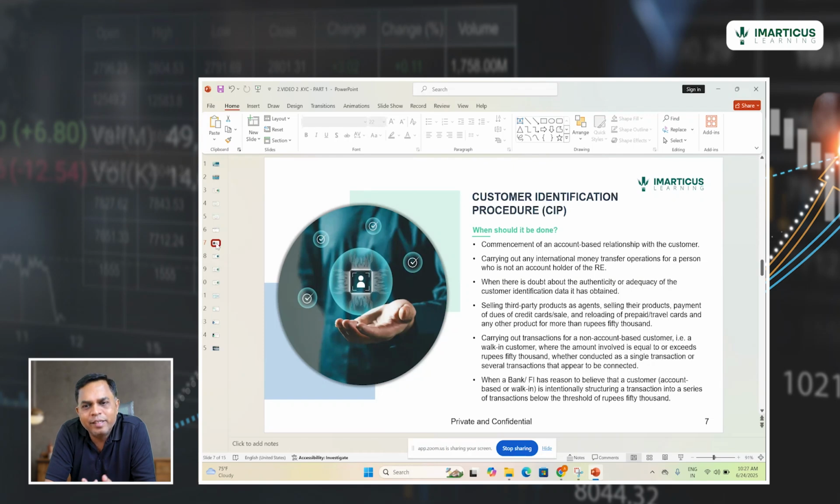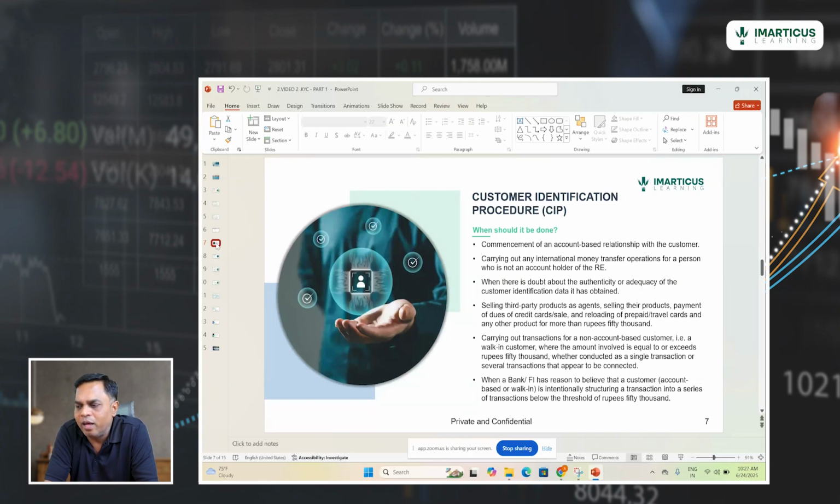Now, when is customer identification actually required? Primarily, the customer identification process is required during the onboarding stage. However, apart from that, there are also certain other stages where customer identification is required. As mentioned previously, it is required when a new relationship is commenced. Let's say, for example, an investment bank like Goldman Sachs acquires a new client. When they acquire a new client, customer identification has to be done. So, during the commencement of the business relationship, the CIP needs to be done.